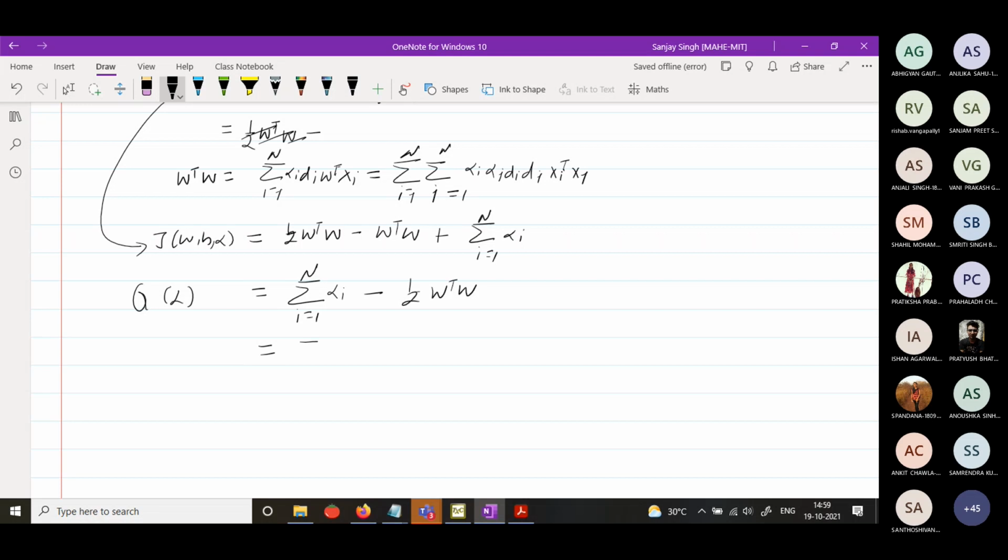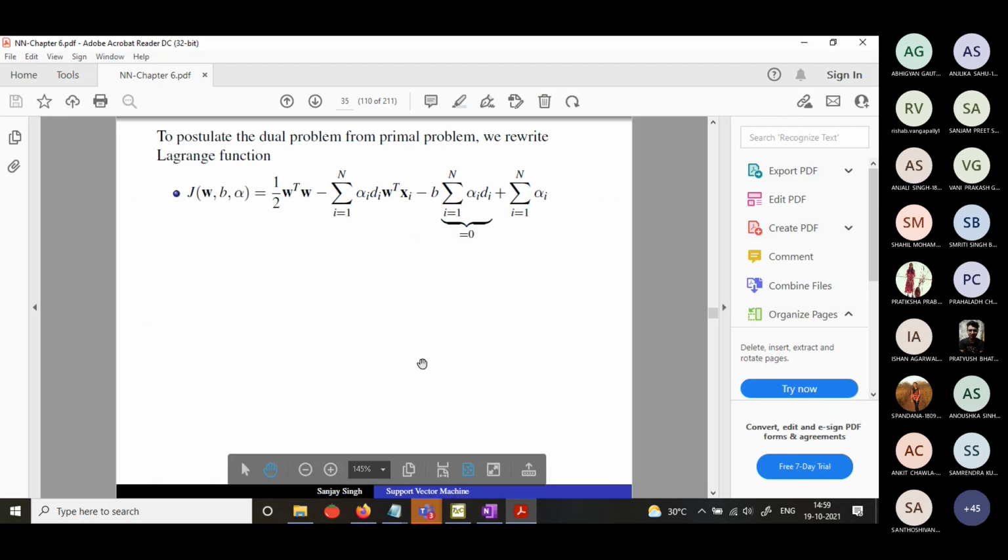How it's going to be: sum over i equal to 1 to n of alpha_i, minus 1 by 2, sum over i equal to 1 to n, j equal to 1 to n, alpha_i alpha_j d_i d_j x_i^T x_j. See, this entire formula is in terms of alpha. So this is our dual problem, the dual objective function.